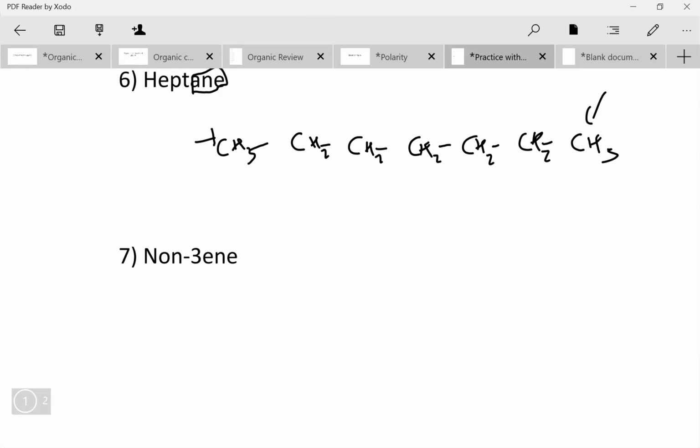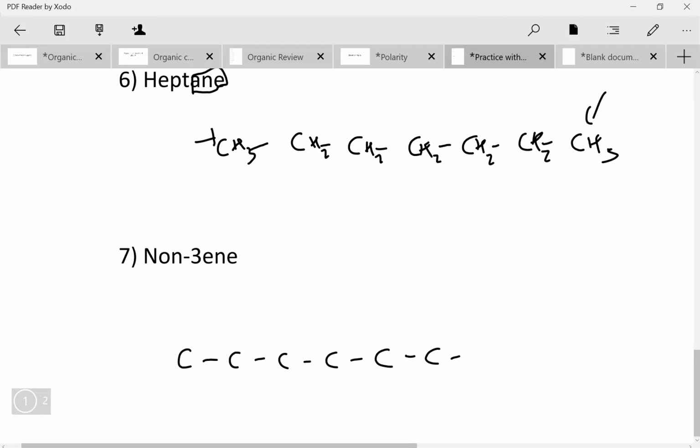Non-3-ene. So again, non meaning 9. 1, 2, 3, 4, 5, 6, 7, 8, 9. We don't have a functional group, but we do have an ene at the third carbon. So 1, 2, 3, after the third carbon, there's a double bond. And then that's non-3-ene, and we fill in our hydrogens.